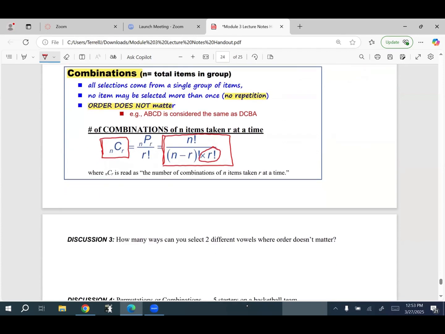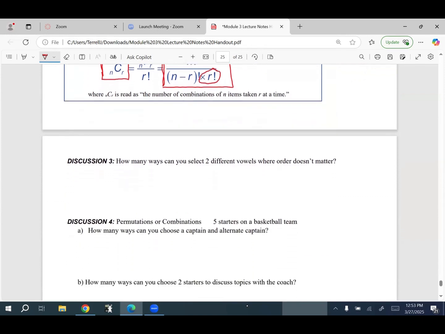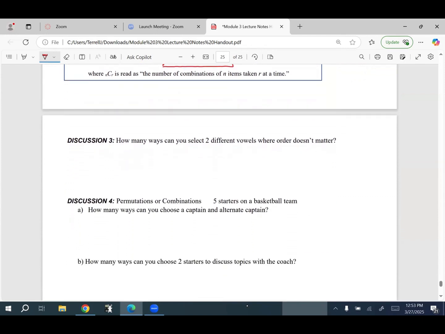So once again, with combinations, order does not matter. So let's take a look at that. Let's look at this example here. It says, how many ways can you select two different vowels where order doesn't matter? This is reminding us that this is a combination now. Order doesn't matter.